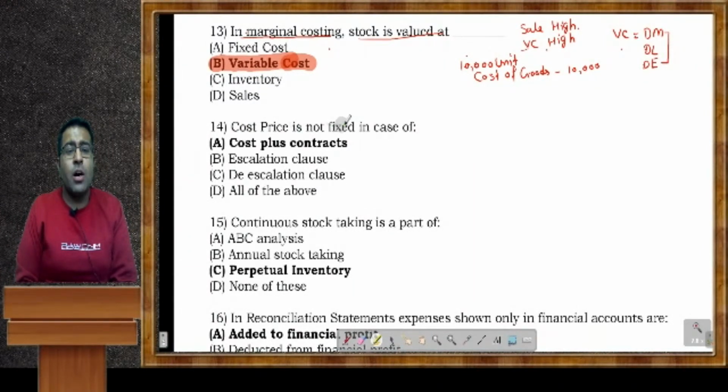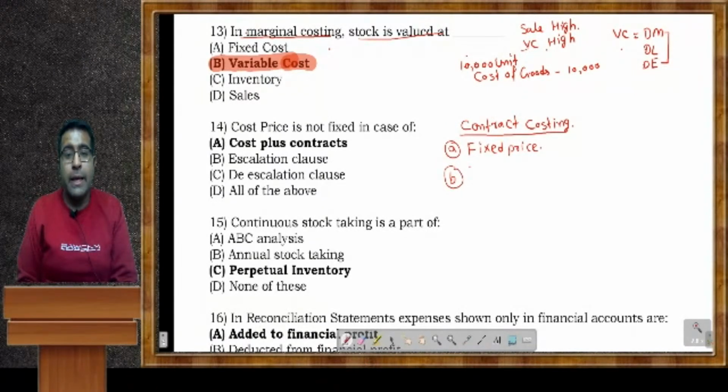Cost price is not fixed in case of... just look, when we are doing the study of contract costing, there are two types of methods of taking contracts. One is fixed price and the other is cost plus. In fixed price, always a fixed price is charged by the contractor.